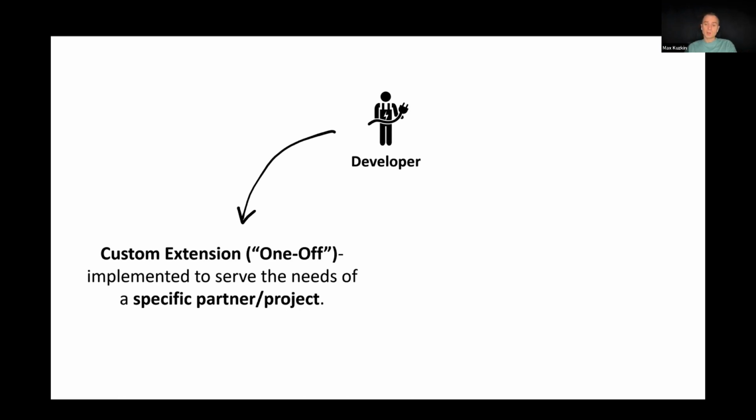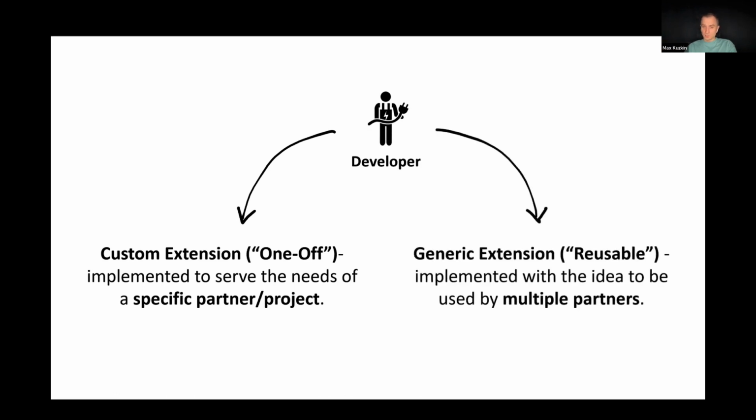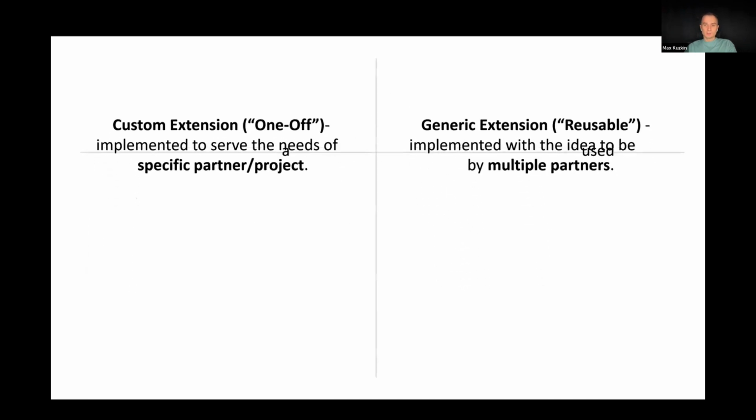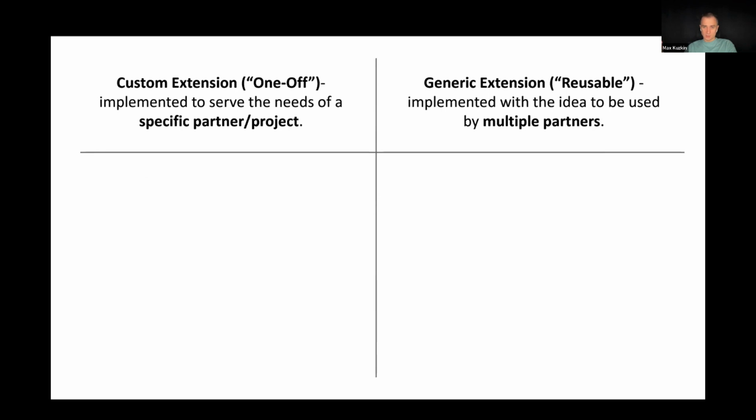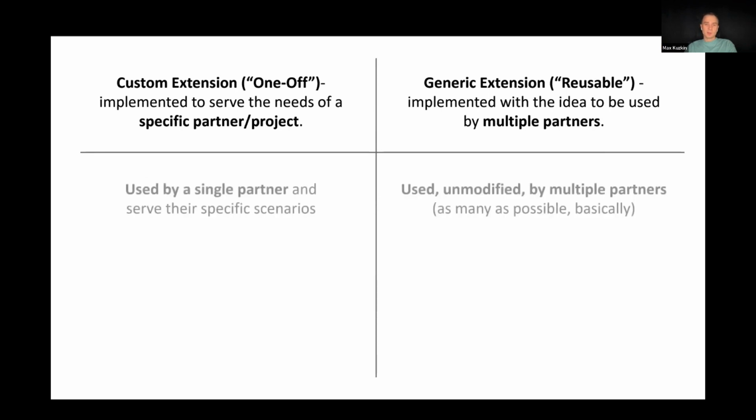But on the other hand, there is a bunch of extensions or integrations that you develop with the idea of being reused by multiple partners, right? That generic integration with a notification system of certain type, right? And the same extension will be used by multiple partners. And up until now, we didn't really support that kind of extension. So again, just to compare them, those custom one-off extensions are typically used by a single partner, while generic extensions are typically used and modified by multiple partners.